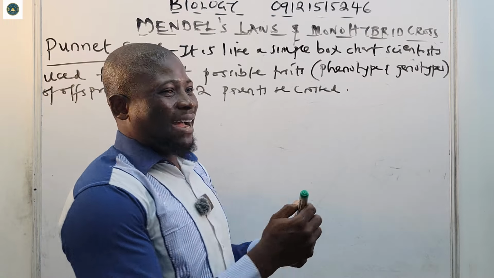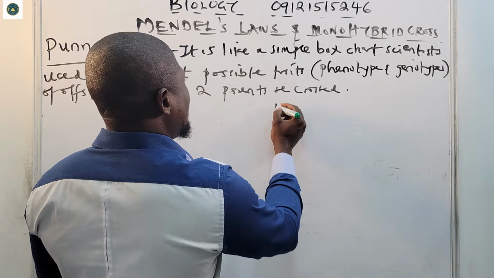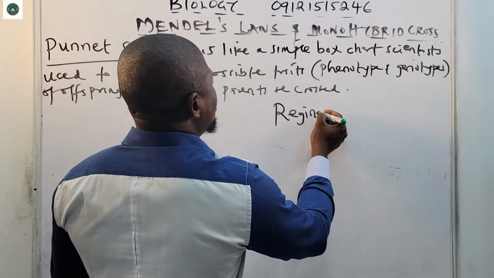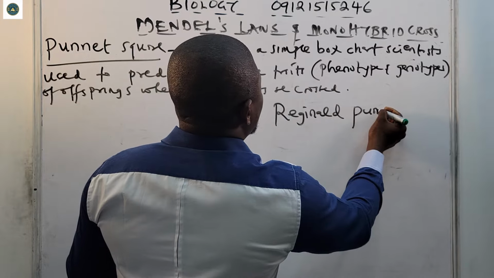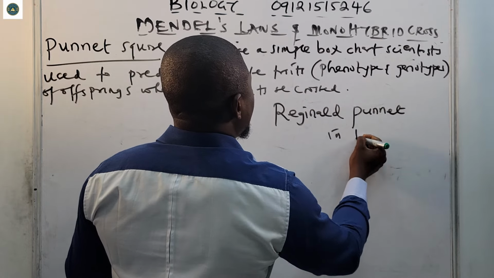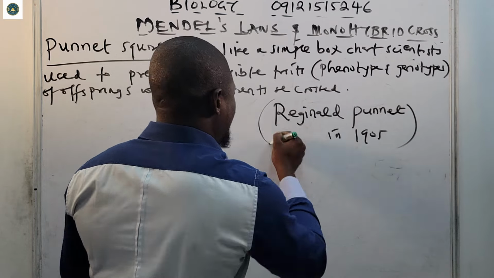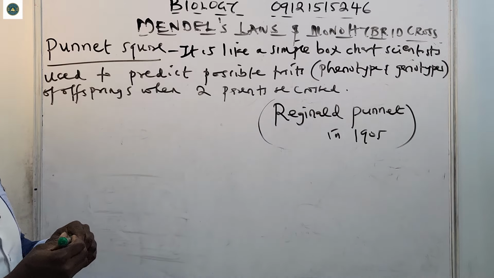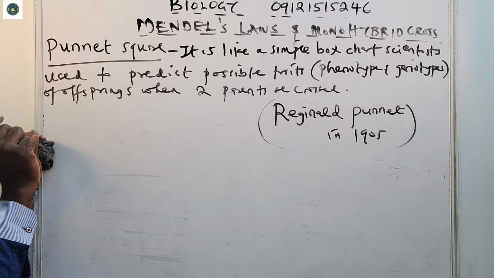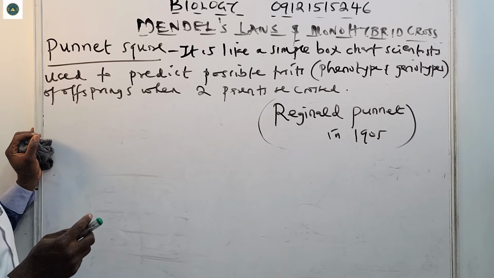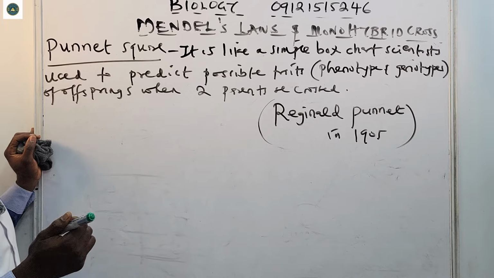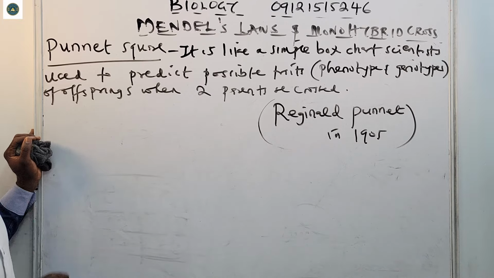It was developed by Reginald Punnett, okay, in the year 1905, all right? So Reginald Punnett developed the Punnett Square in the year 1905. So just think of the Punnett Square like a genetics calculator, okay?